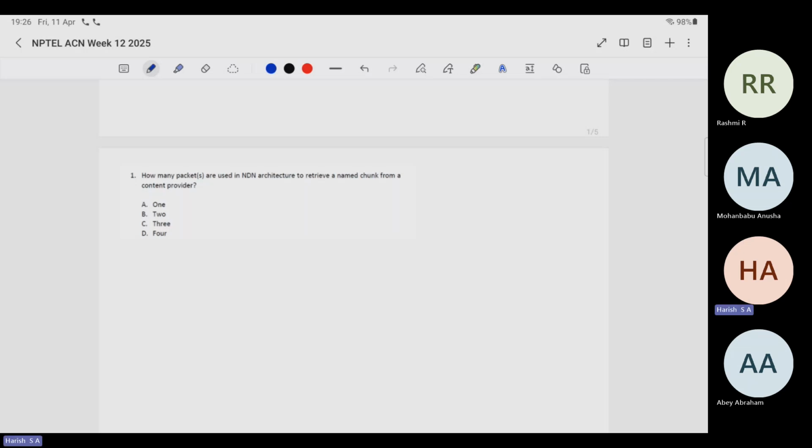So this NDN architecture comes from the previous classes where we studied ICN, and it's a specific architecture. It is basically a paradigm where resources on the internet are identified by the name itself. So just a bit of background.